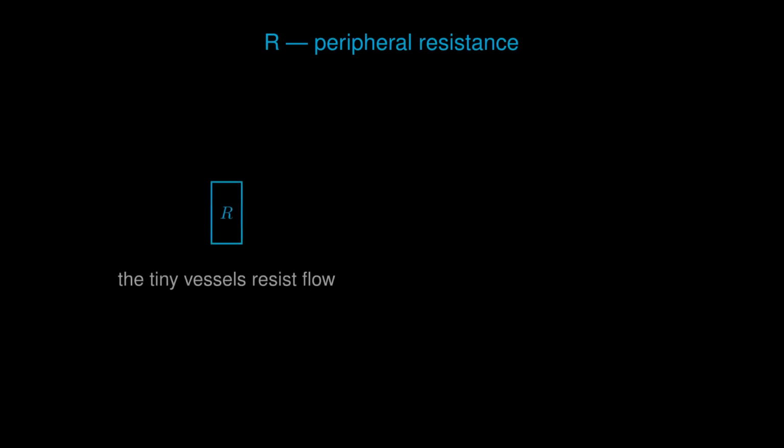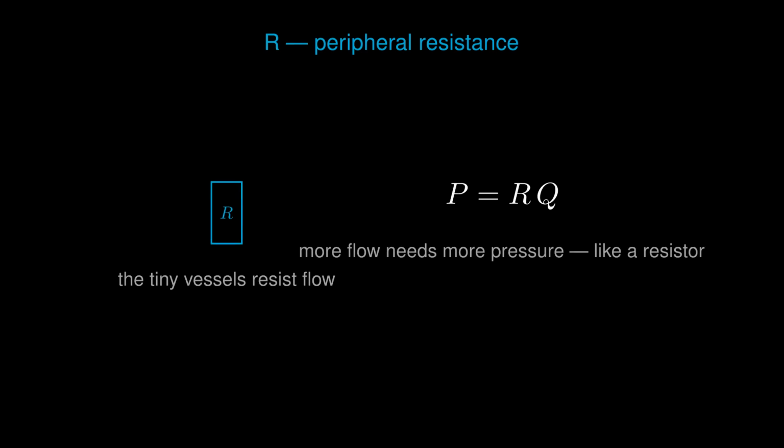First element, resistance. The smallest vessels, the arterioles and capillaries, are narrow, so pushing blood through them takes pressure. Double the flow, double the pressure drop. That linear relationship, pressure equals resistance times flow, is exactly a resistor.